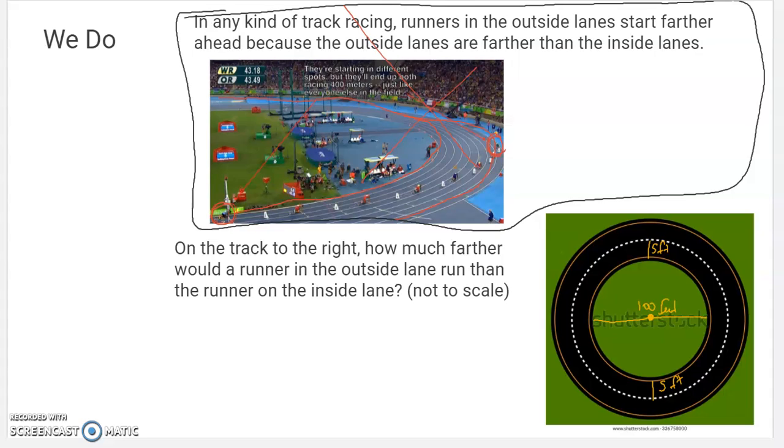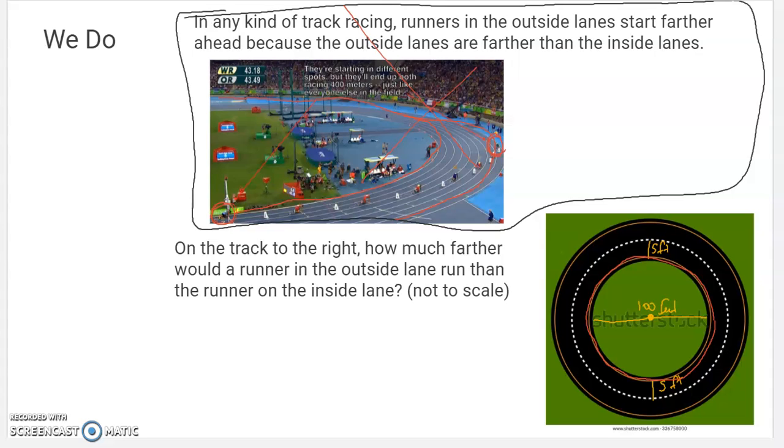So on the track to the right, how much farther would a runner in the outside lane run than the runner in the inside lane? So go ahead and copy that down and unpause when you're ready for us to work it. So if a runner on the inside lane were to run this, they have to run around a circle with a diameter of 100 feet. They would run, I'm sure, as close to the inside as they could. And they would have to run this smaller circle. And so that runner would run that circumference of the small circle.